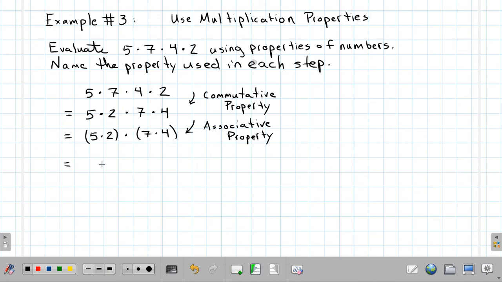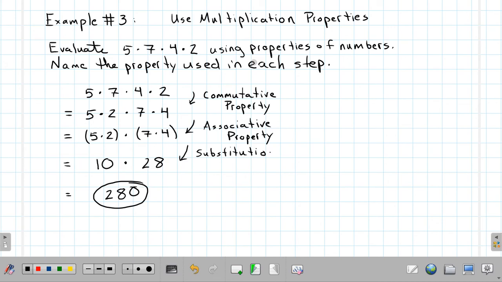We need to do 5 times 2, which is something we all should be able to do in our head. That's 10. And 7 times 4, that one's not as easily able to do in your head, but if you know your times table, 7 times 4 is 28. And now we've got a number, 10 times 28. Well, if you know about multiplying times 10, this is going to be just 280, okay? And once again, technically what we used here was substitution. And then substitution again.